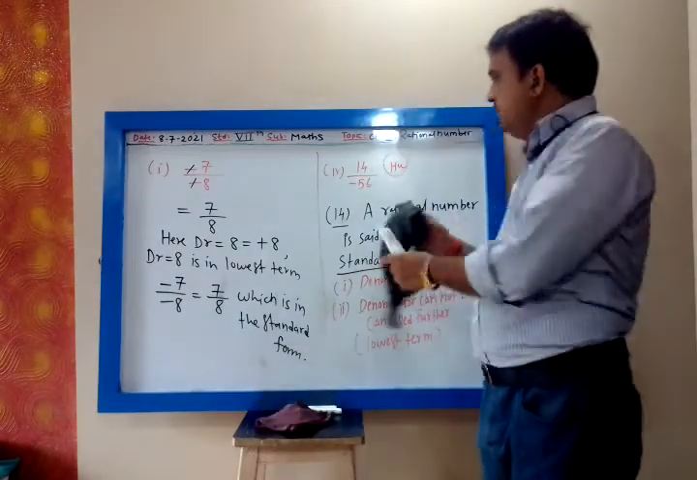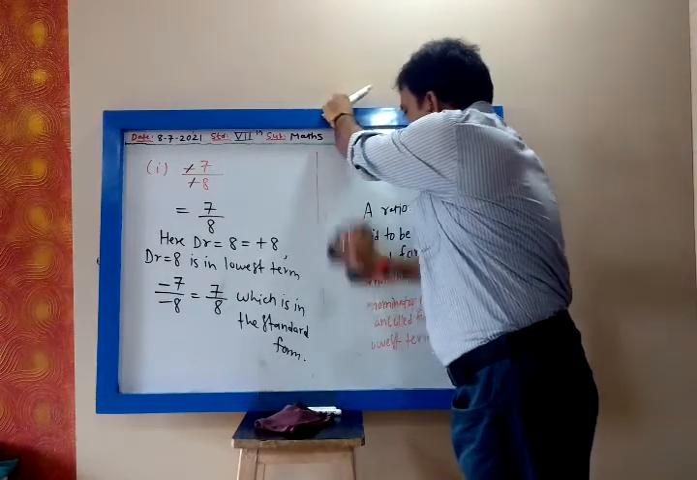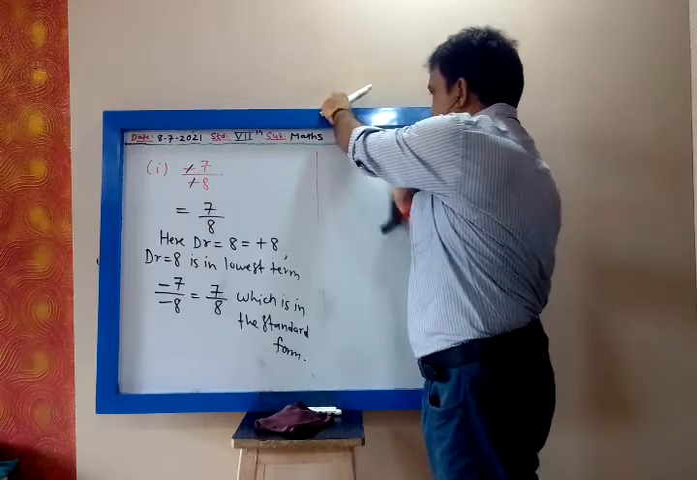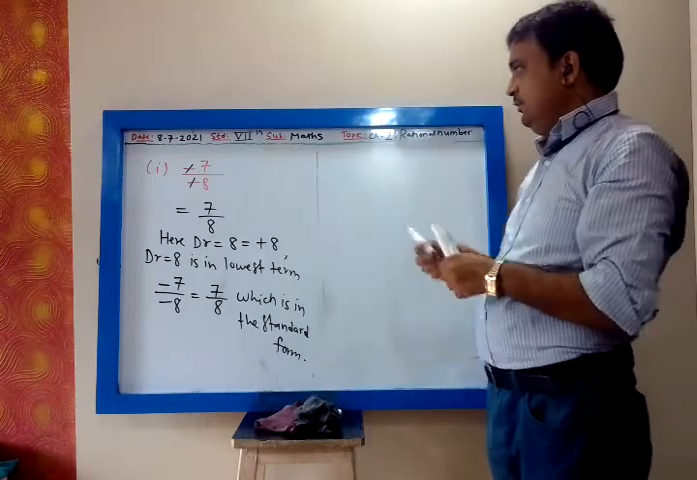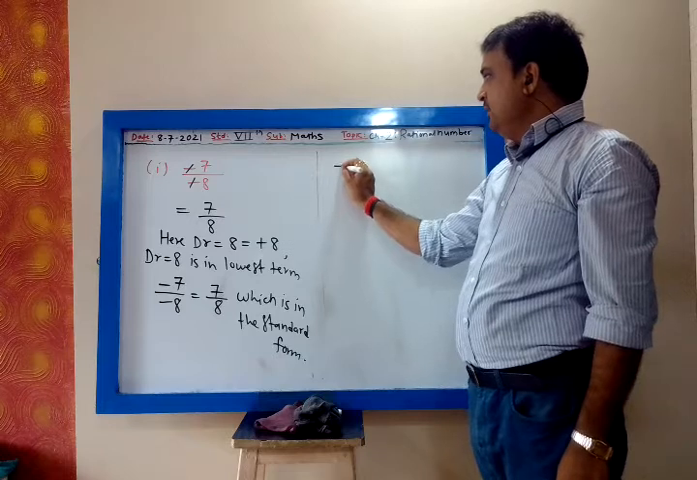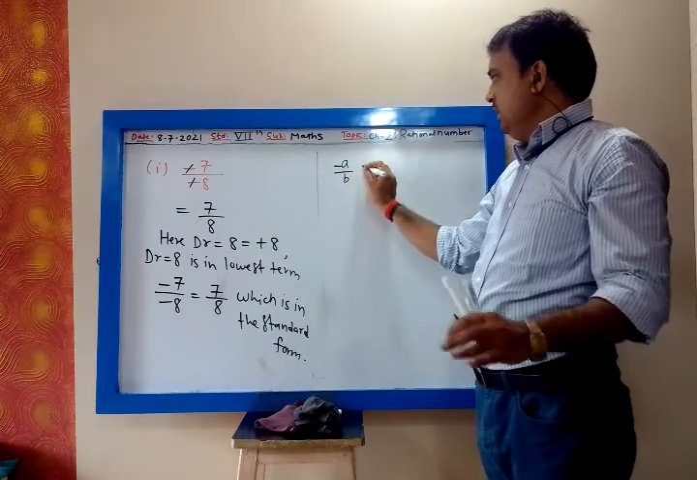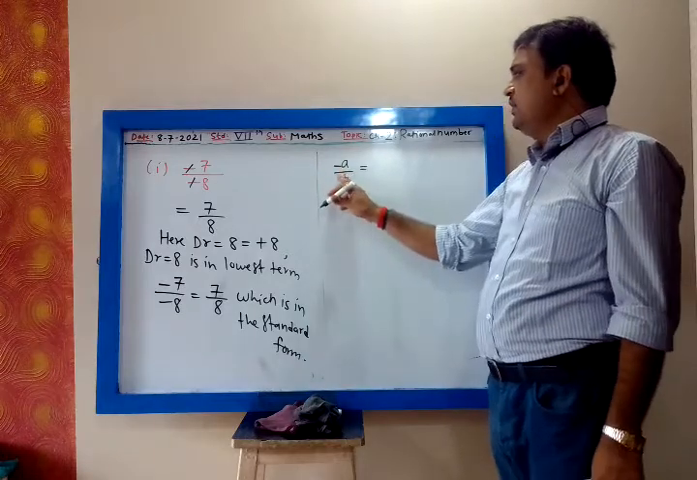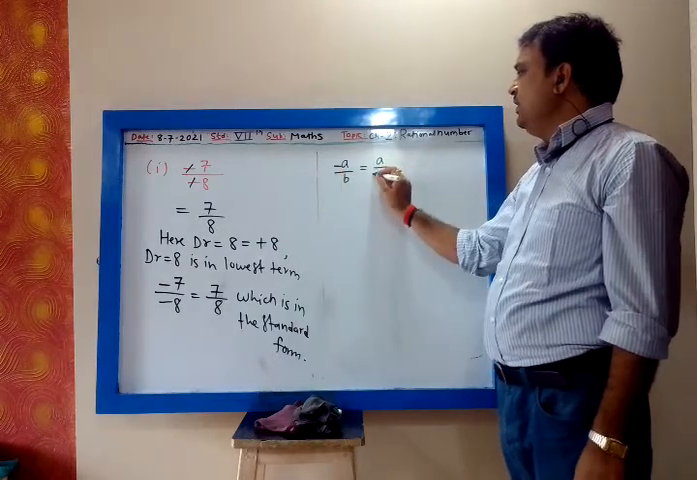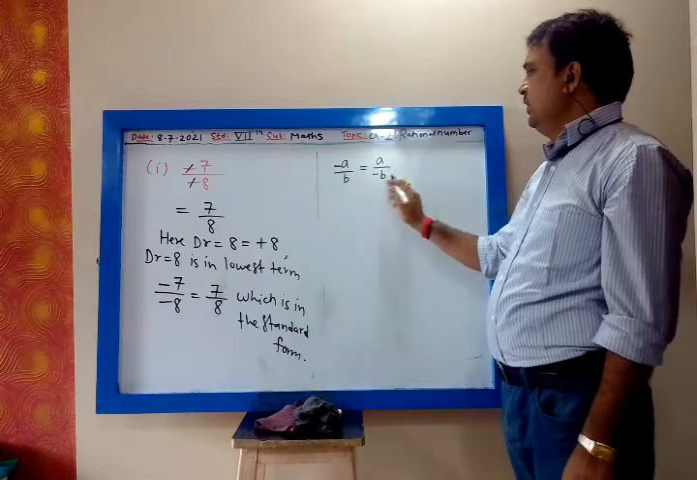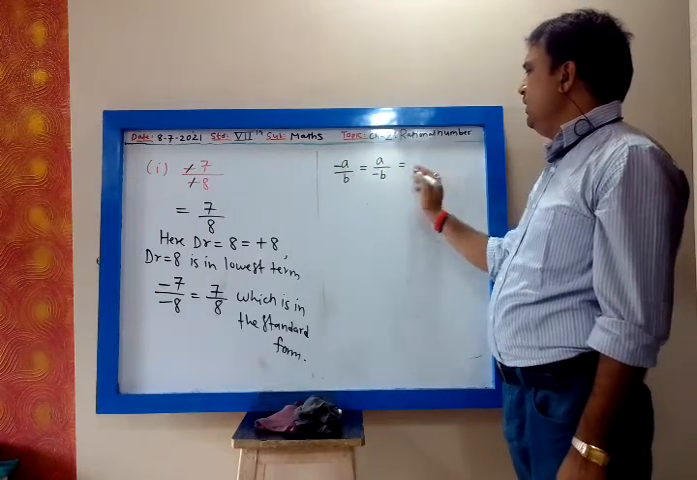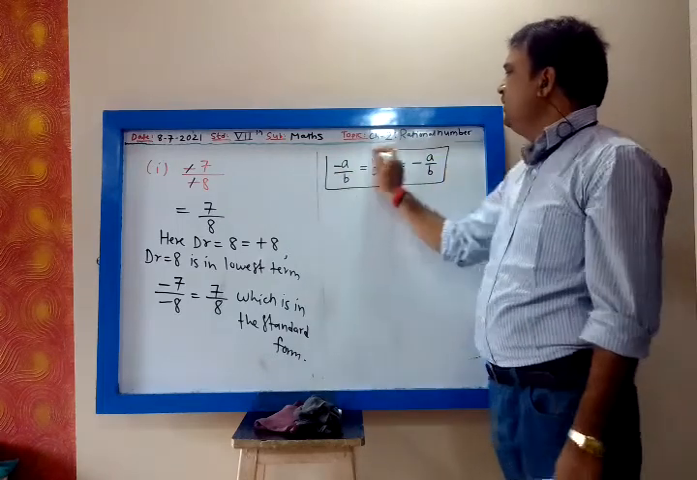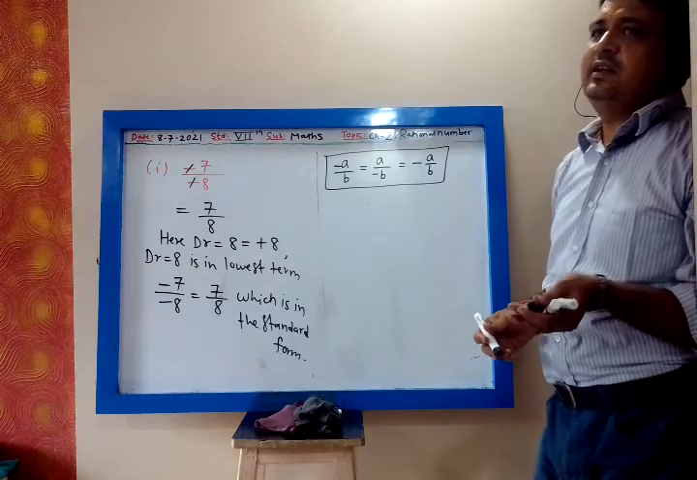Then 5 upon minus 12. So this I have told you about the minus sign, my dear. Minus a upon b. The minus sign of the numerator you can take in the denominator, and the minus of the denominator you can take common also, minus a upon b. So minus of the numerator you can take in the denominator, minus of the denominator you can take in the numerator.